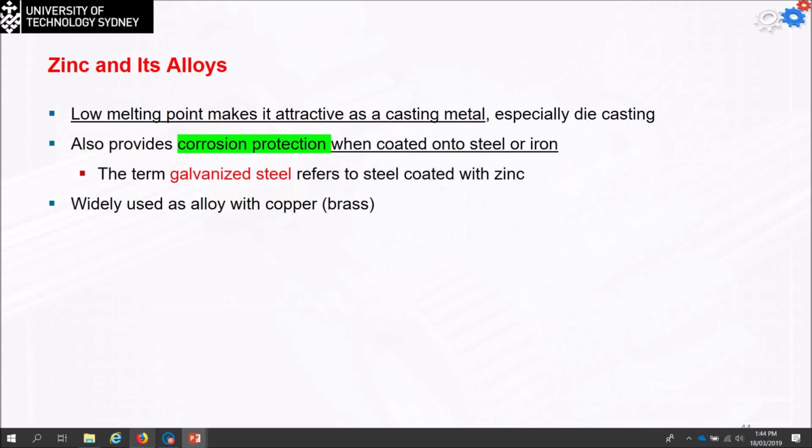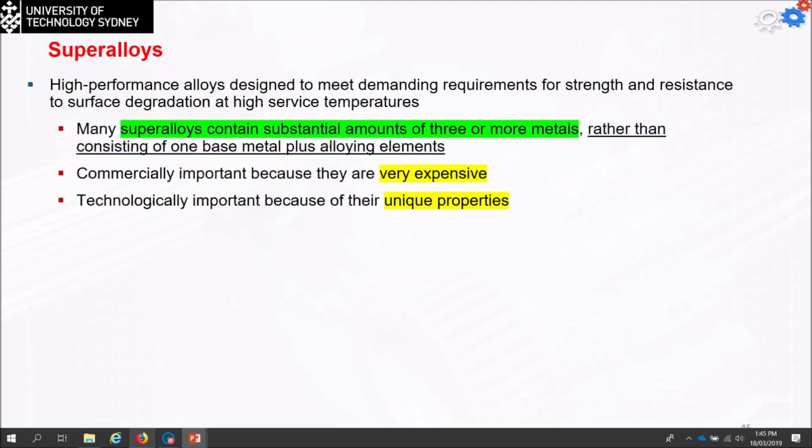A super alloy is a high-performance alloy designed to meet the demanding requirements for strength and resistance to surface degradation at high temperatures. That's why most power plants or nuclear plants usually use super alloys for their components, even the piping and the valves.